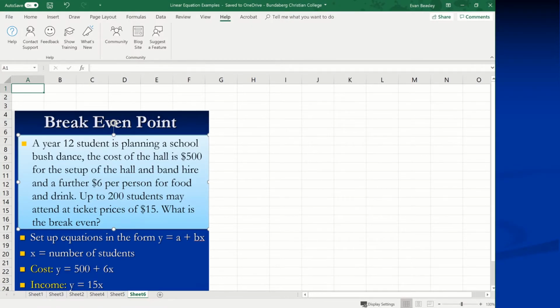Okay, hello students. Today we're going to be looking at the break-even point and how to solve this using a simultaneous equation, setting it up in Microsoft Excel. So we've got this problem here.